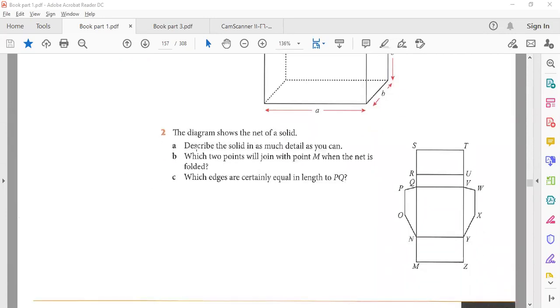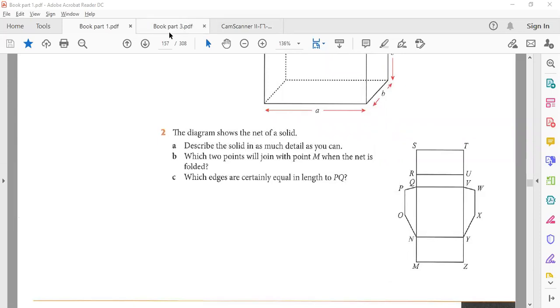The diagram shows the net of the solid. Describe the solid in as much detail as you can. Once you close this, what will you make? Look here. This one, once you close it, what should it look like? Which two points can you join to meet M? I think O and S.